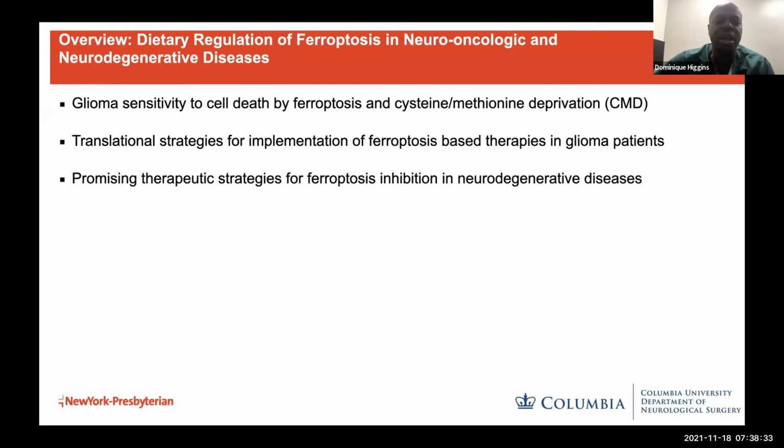And then just an overview of the talk. We'll start by talking about glioma sensitivity to cell death by ferroptosis. I'll go over what ferroptosis is, this new form of cell death, and how cysteine and methionine deprivation can sensitize gliomas to it. And we'll talk about some of the translational strategies we're implementing to try to treat patients with gliomas with this new therapeutic methodology. And then at the last part of the talk, I'll touch on a different arm of the project looking at ferroptosis inhibition for neurodegenerative diseases.